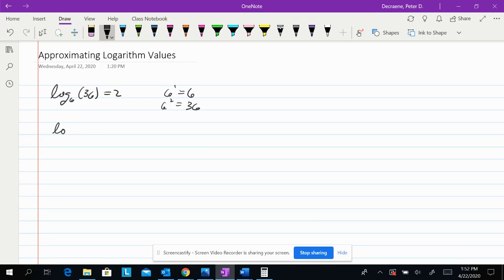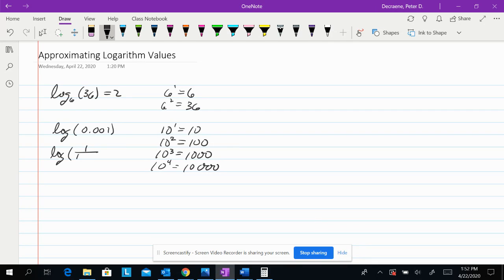We also already know the log of 0.001, remember that's log base 10. I know 10 to the first equals 10, 10 squared equals 100, 10 cubed equals 1,000, and 10 to the fourth equals 10,000. 0.001 is 1,000th: tenths, hundredths, thousandths. So we can talk about this as the log of 1 over 1,000, and that would just be the reciprocal of 10 to the third. So this is going to be equal to -3.